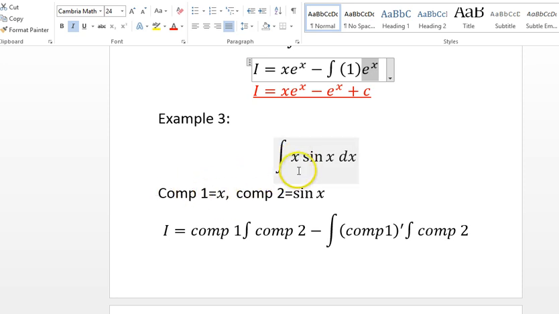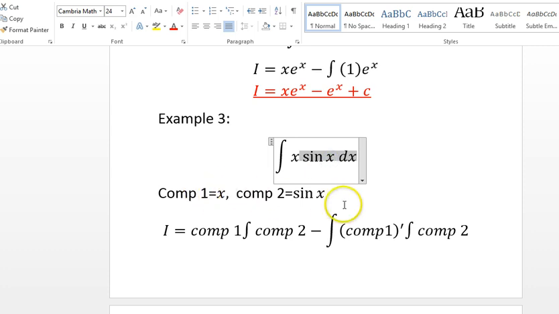And then, can I take comp 1 as x? Well, x is very easy to differentiate, but wait a minute, is the other one easy to integrate? Yeah, sine x is pretty easy to integrate, because the integral of sine x is negative cosine x. So it's okay to take x as comp 1 and sine x as comp 2. Comp 1 is x, comp 2 is sine x.